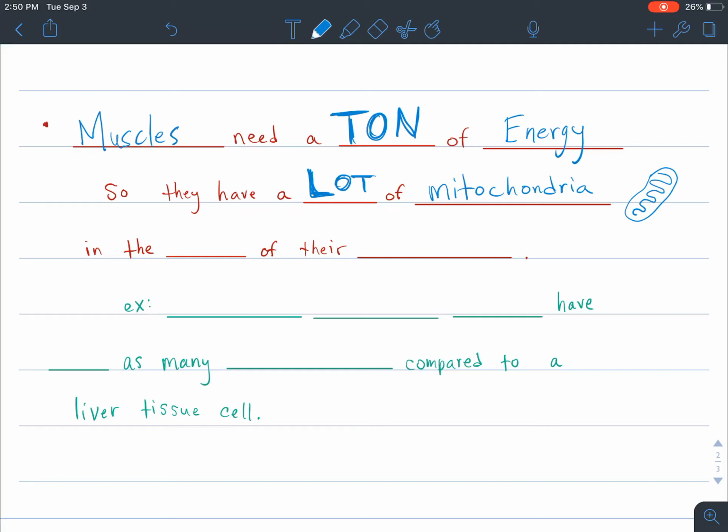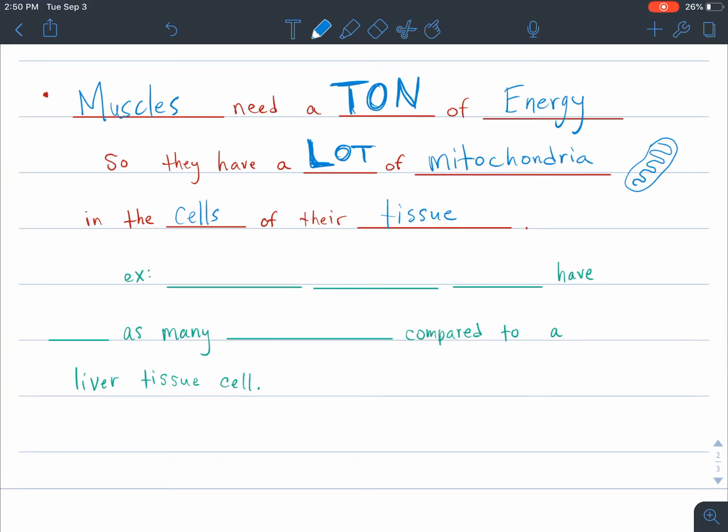So we would say that muscles need a ton of energy, so they have a lot of mitochondria in the cells of their tissue. Remember, cells make tissue, tissue makes organs, and the group of tissue that we're looking at now is the muscles. So muscles are made out of tissue, which are made out of cells. Those cells that make up our muscles have a ton of mitochondria so that they can create the energy that we need in order to do work like picking up things or pushing or pulling things.